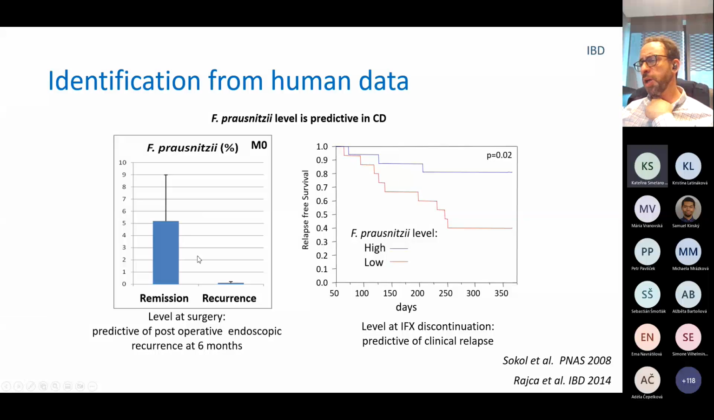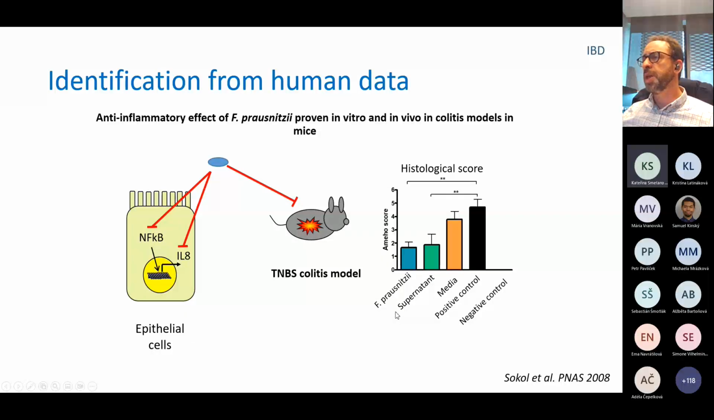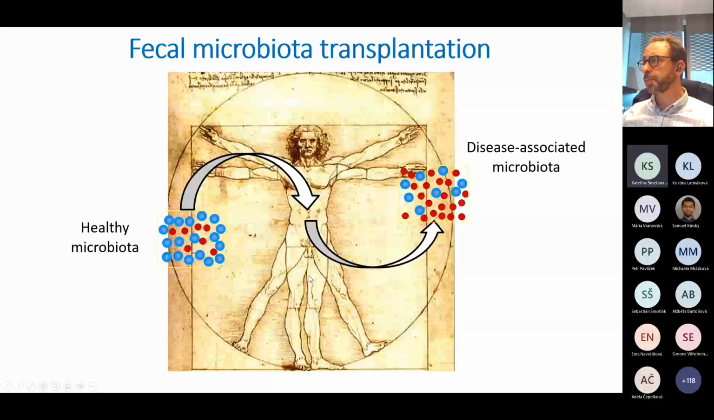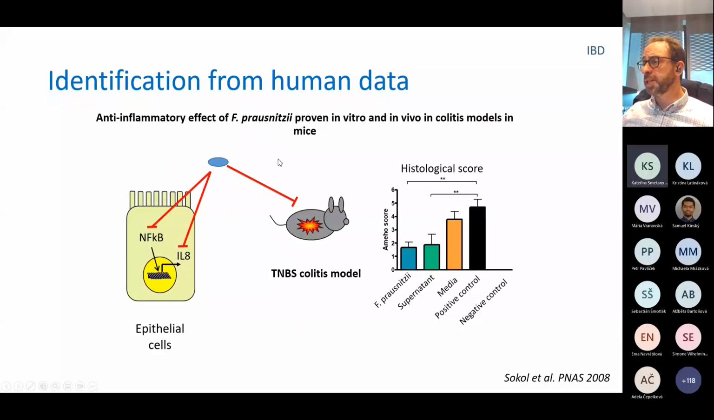So the lower amount of this bacteria you have, the higher is your risk of relapse, for example, in the context of Crohn's disease. We also showed that these bacteria exhibit anti-inflammatory effect, both in vitro, in different models, and also in colitis model in mice. So we think that this bacteria could be a new drug, and indeed there is a clinical trial currently evaluating its effect in Crohn's disease. So this is the concept of next generation probiotics.